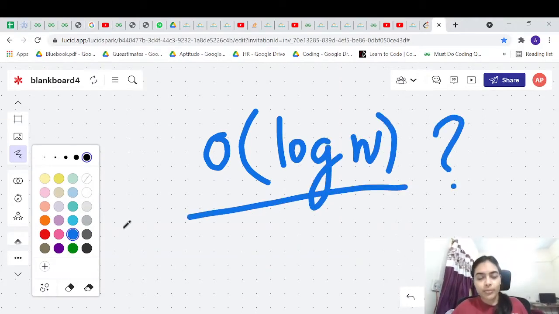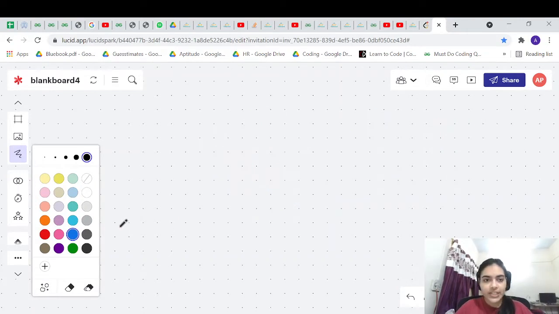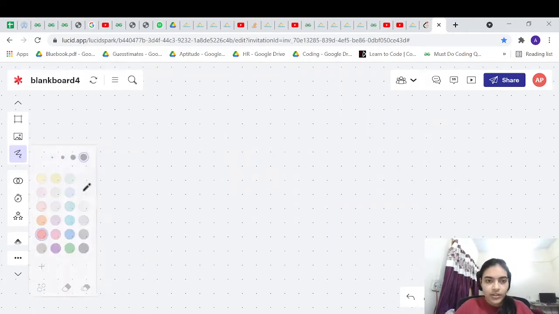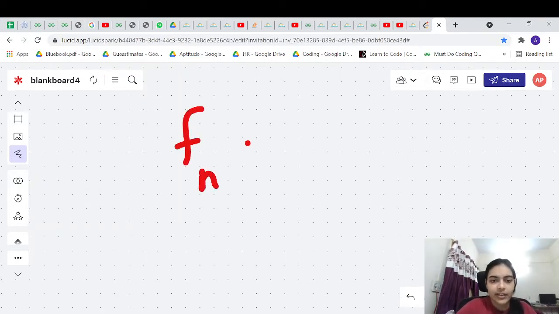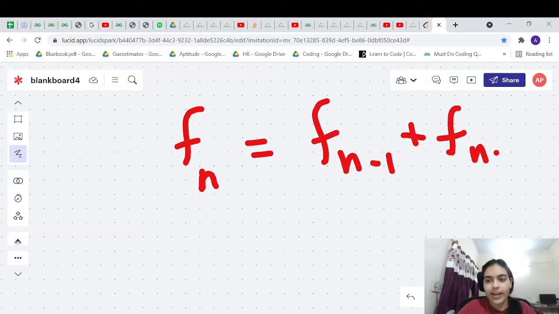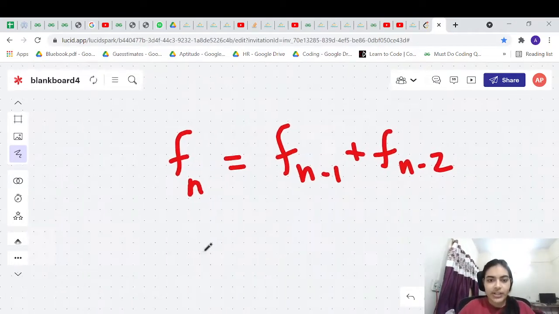How to solve this problem in the time complexity O of log n, which is the most efficient for this problem? Okay, to understand that, we will have to understand one very simple equation. If we understand this equation, we will be able to understand everything, right? That is f of n is equal to f of n minus 1 plus f of n minus 2. Okay. This equation we need to understand.